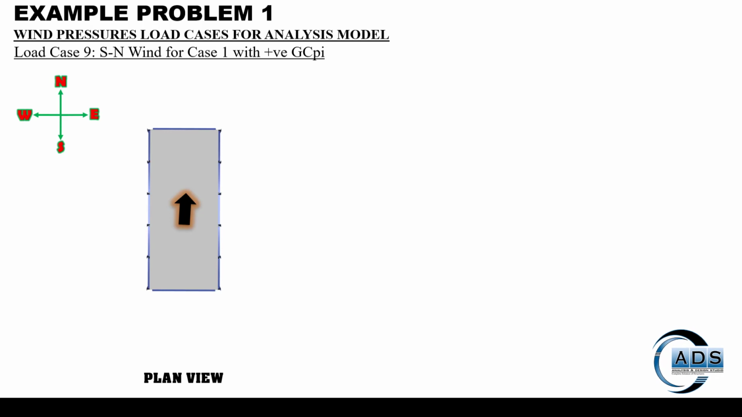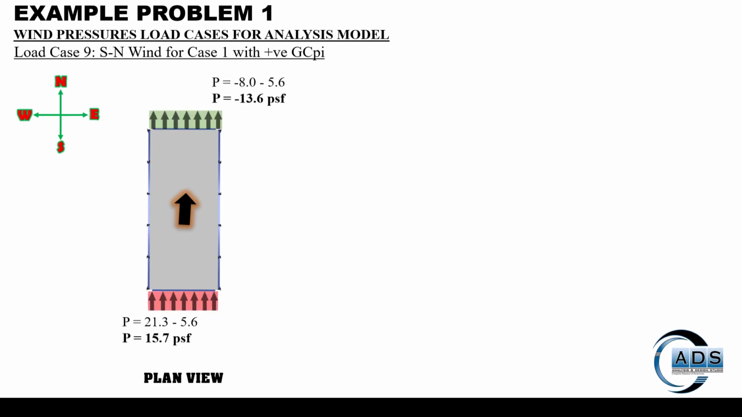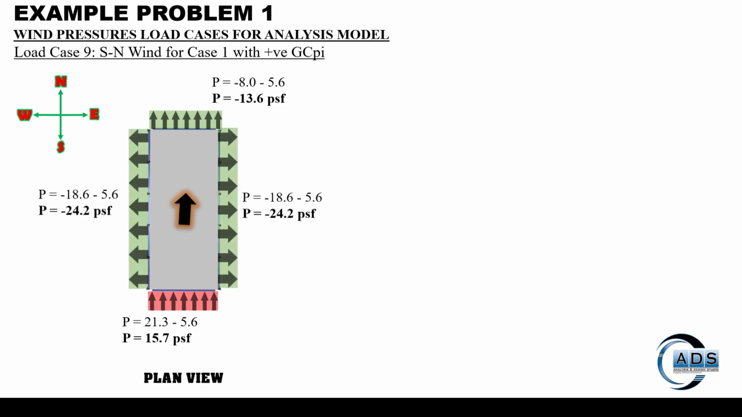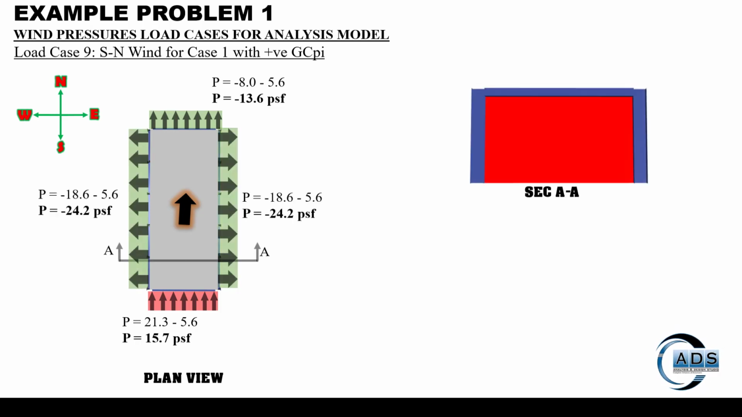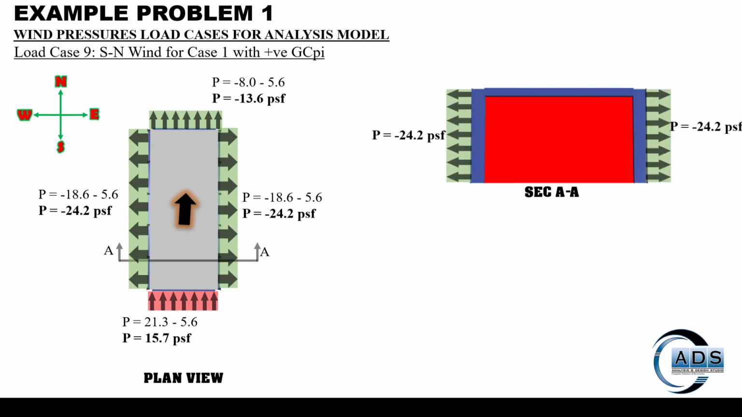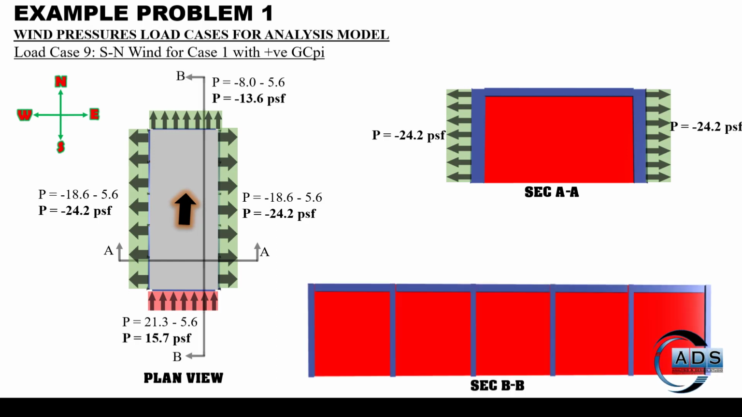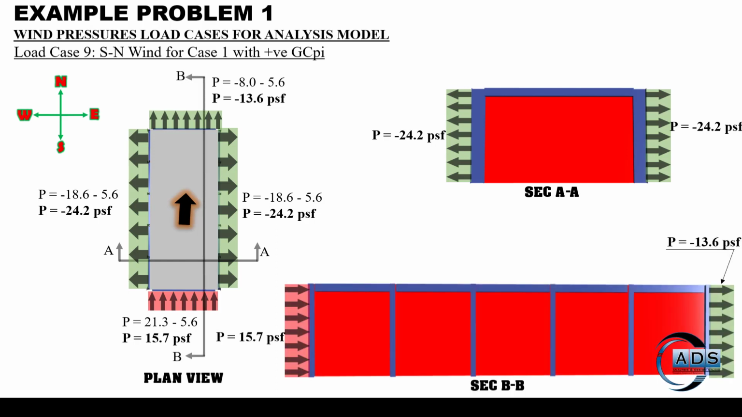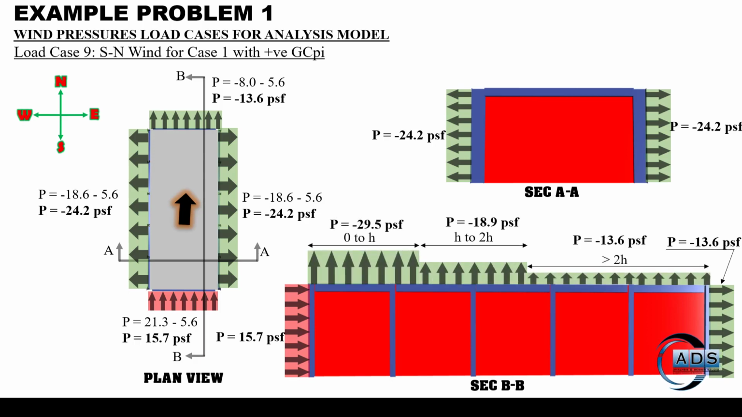For load case 9, when wind is blowing from south to north, for case 1 with positive GCpi, these are the windward wall and leeward wall pressures and these are the side wall pressures. When we cut section AA, we can see that these are the side wall pressures, and when we cut section B, then region-wise from 0 to H is this pressure, from H to 2H is this, and for greater than 2H is this pressure.